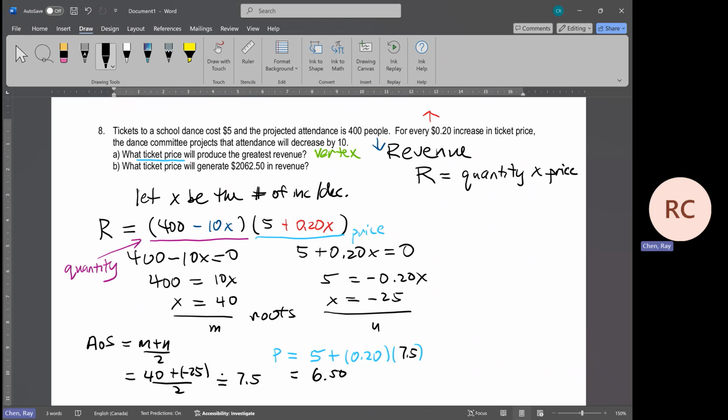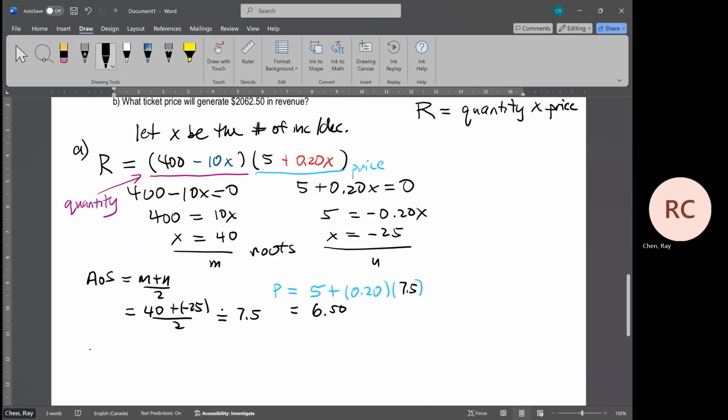So that is the ticket price that will yield the greatest revenue. So this is the answer for question A. For question B, though, a little bit more challenging. This is one we didn't get a chance to talk about. It says, what ticket price will generate $22,062.50?